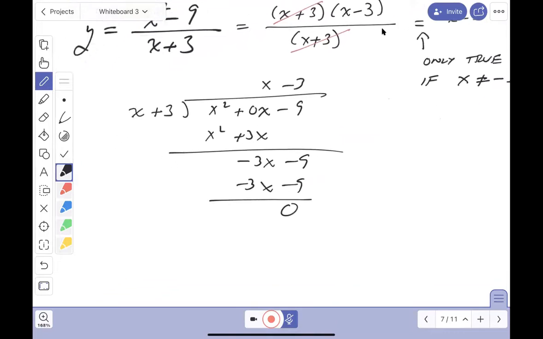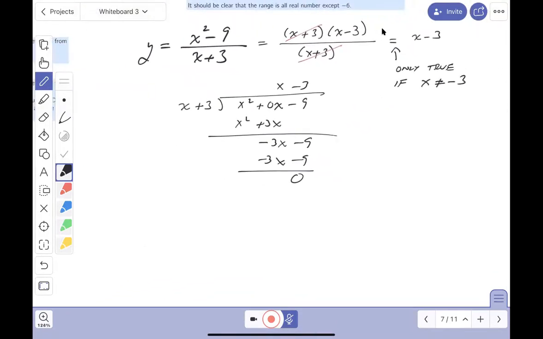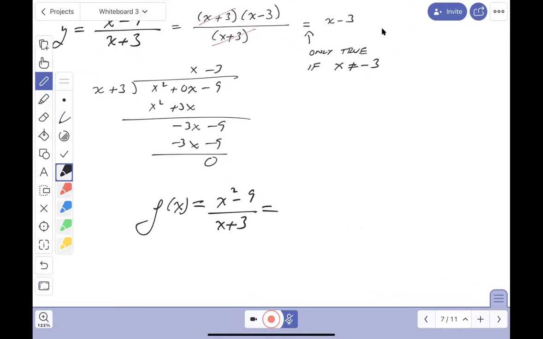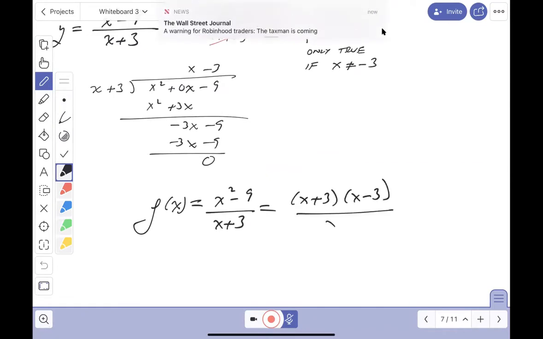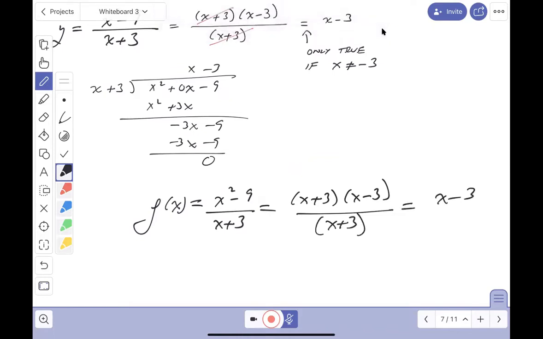Well, I get what I get over here. So I get a couple of forms of it. I'll write this down for you. So I'm going to say the function f of x is x squared minus 9 over x plus 3. It could be also written as x plus 3 times x minus 3 over x plus 3. And it could also be written as x minus 3. Again, this is only true, provided x is not minus 3.